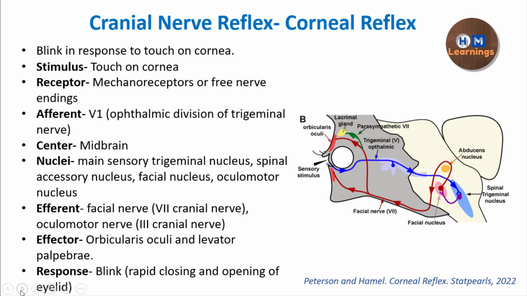So the nuclei involved: we know that the trigeminal sensory nucleus will definitely be there, and the motor nucleus of the facial and the oculomotor will be there. The same thing is written here: the main sensory trigeminal nucleus, which is one of the nuclei of the trigeminal nerve. One more nucleus of the trigeminal nerve is involved, which is the spinal trigeminal nucleus, and then there is the facial nucleus and the oculomotor nucleus. In between there are many interneurons also in this pathway.